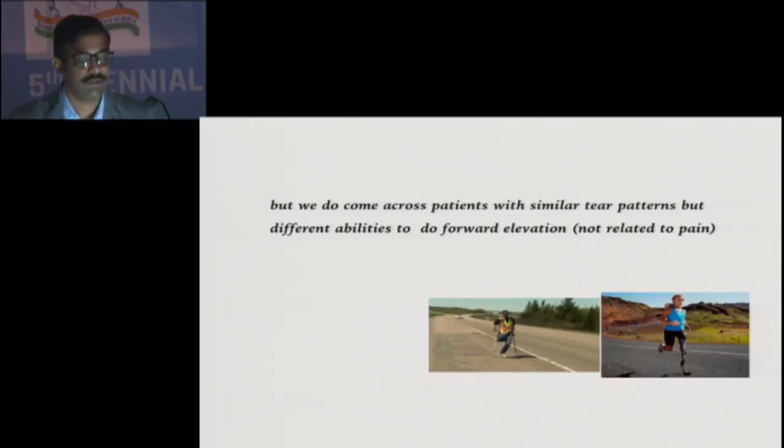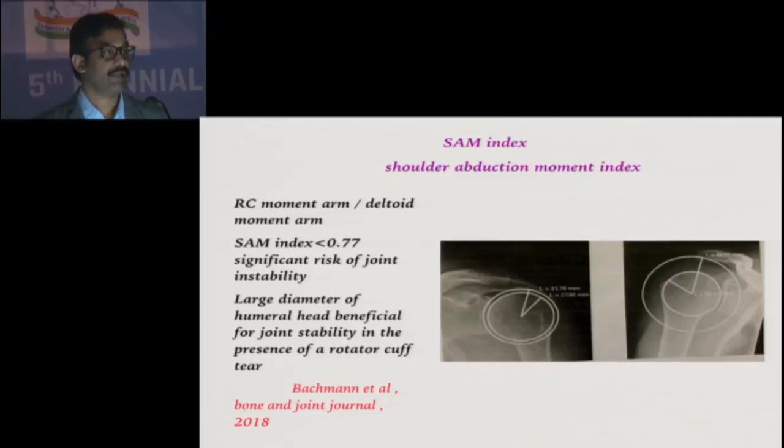But again, we do come across patients with similar tear patterns. We saw a similar case a week ago with an MRI scan at our clinic, and that patient has 100-120 degrees of elevation, and I saw somebody yesterday with the same tear pattern but 20 degrees of elevation, not more than that. So what is related to this? Can we say there is something intrinsic to a particular patient which can protect him from developing pseudo paralysis after having a similar amount of tear?